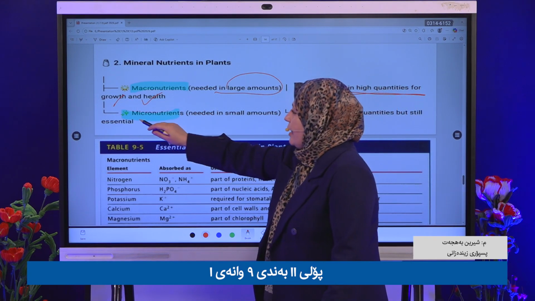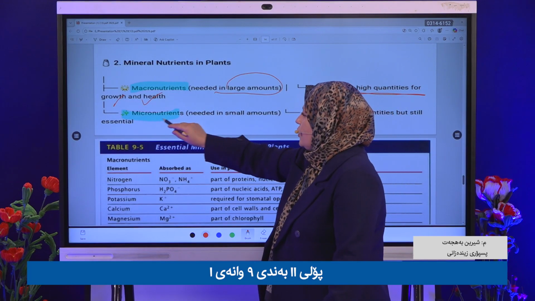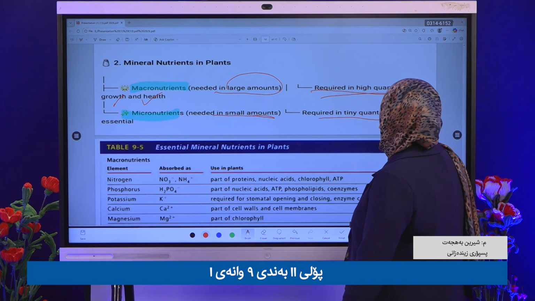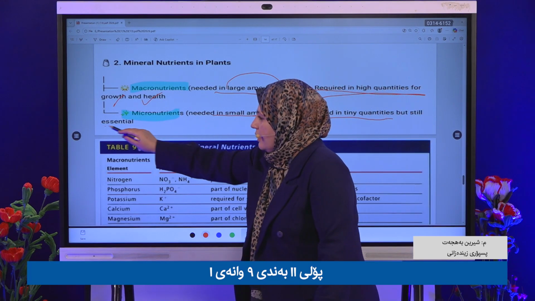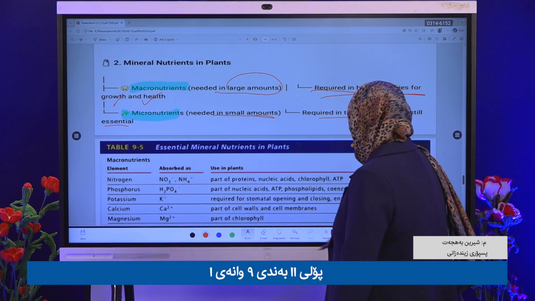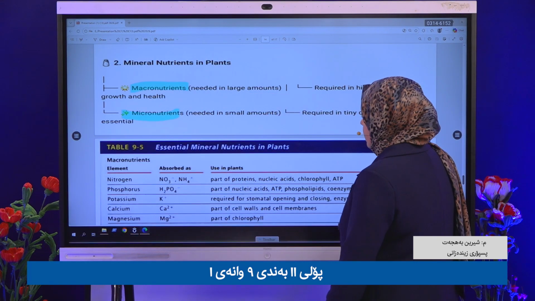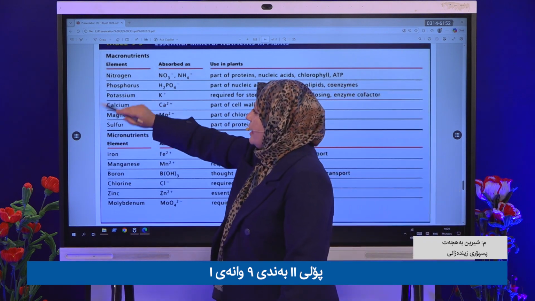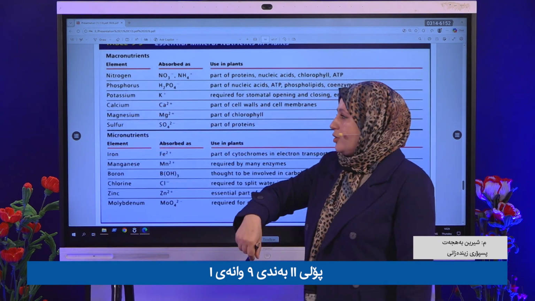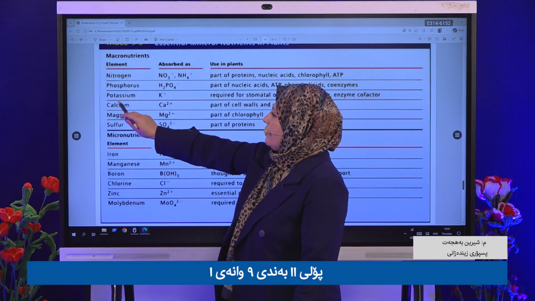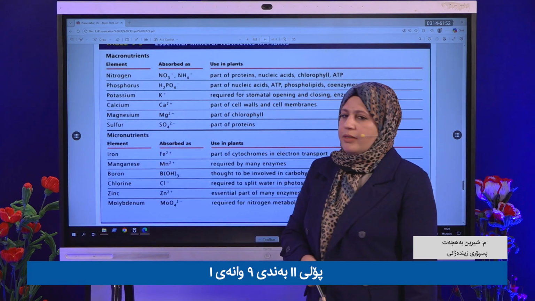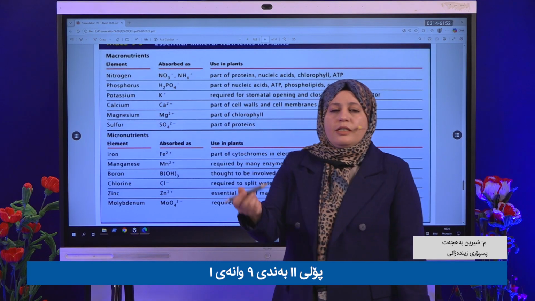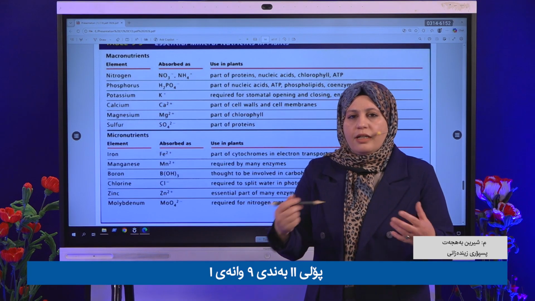The second one, micronutrients, needed in small amounts. Why? They are required in tiny quantities, but still essential. Clear? For example, it's present in your book. Macronutrients such as nitrogen, of course, nitrogen is very, very important for plants, and phosphorus, potassium, calcium, magnesium, and sulfur. This type of element is very important for the plant to be healthy.